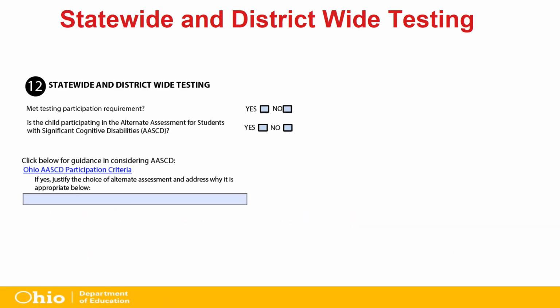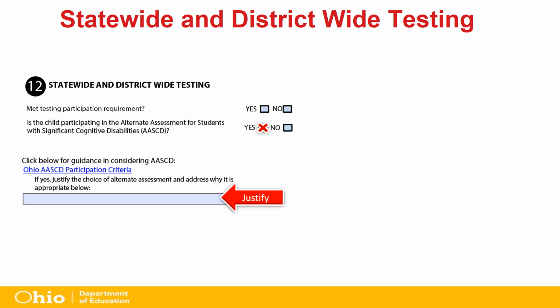Statewide and district-wide testing. Section 12 addresses students who are provided accommodations on state and district level tests, and those who are taking the alternate assessment for students with a significant cognitive disability, AASCD. For those taking the alternate assessment, the IEP team must justify the decision of providing this type of assessment and fully explain how the conclusion to use alternate assessment was determined.